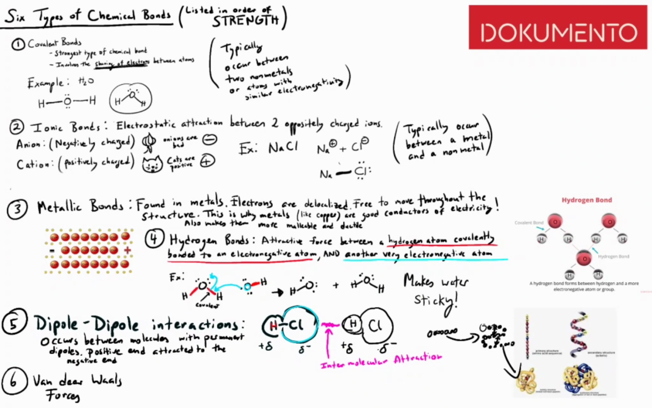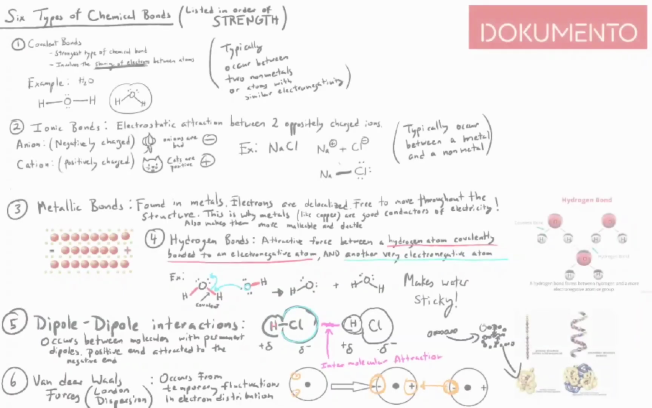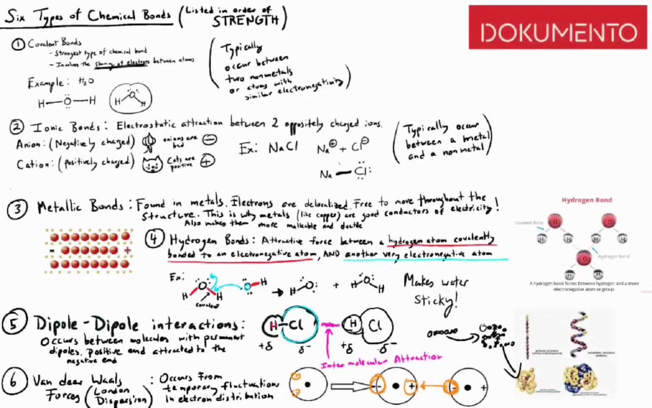And last but not least, our weakest type of forces are van der Waals forces, also known as London dispersion forces, so don't get thrown off if they show you two names. And they occur from temporary fluctuations in electron distribution. So basically we can have just your normal run-of-the-mill atom, and for some reason, because we have electron clouds, let's say the electrons temporarily want to move to one side at that moment in time. That would leave the other side of the atom a little more positive. So we would get what was known as a temporary dipole moment.